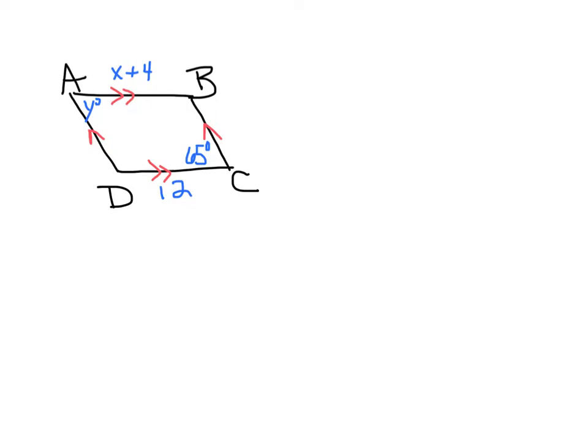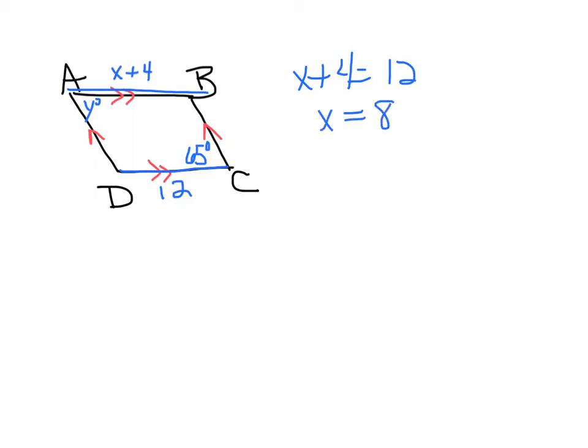Let's use these properties now on this example to solve for x and y. When we look at what we have, we know that side DC is 12 right here. We know that the side opposite must be congruent to it, which means that x plus 4 has to equal 12. So now this just becomes a very simple algebra problem. We solve for x, we subtract 4 from both sides, and we get that x equals 8.